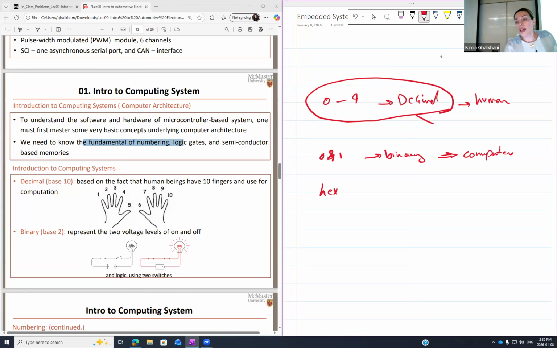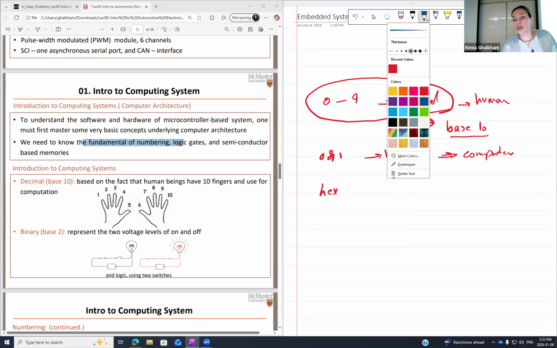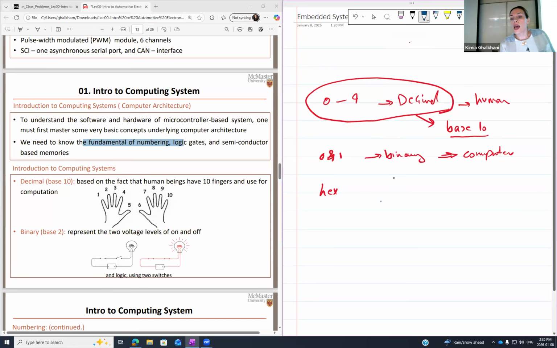Decimal is a base 10 numbering method. If I write with red, is it comfortable for you to see? If not, I can change the color. It's good? You can see? Just in case that might hurt some students, I'm going to switch to a different color.